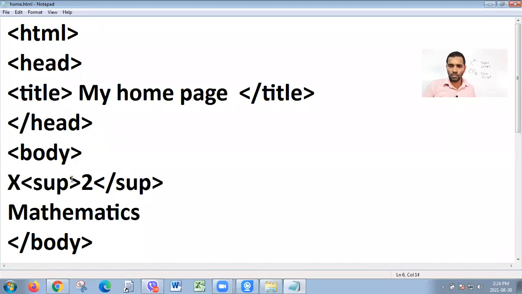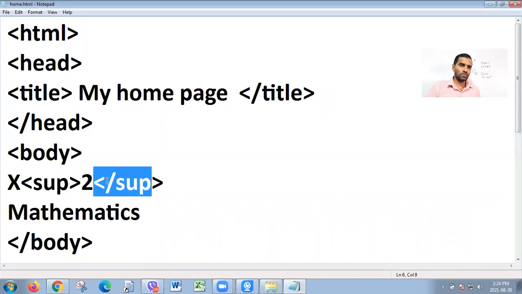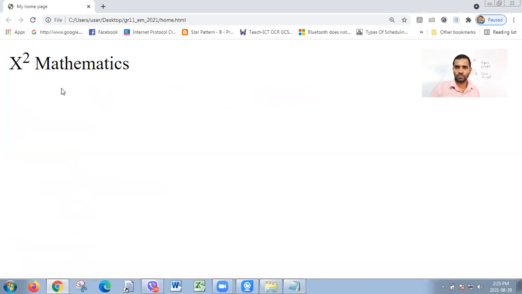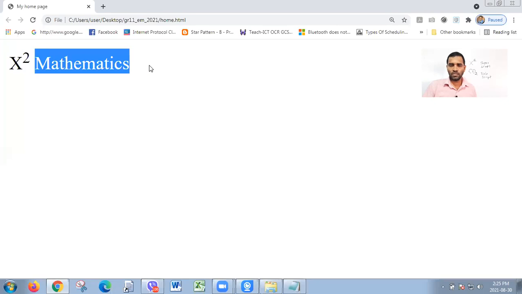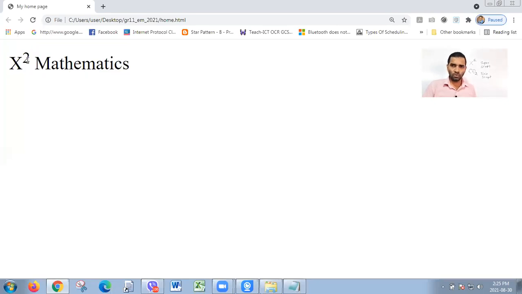Okay, so now in between starting SUP and closing SUP, you have number 2. So that will be on the top. But the word mathematics will be in the original position, in the same line, right? Both X squared and mathematics in the same line, but mathematics will not get superscript. Look at the output. Now you can understand, right? Look at the position of X and position of mathematics. Both are same, but 2 goes little above, because it is superscript.